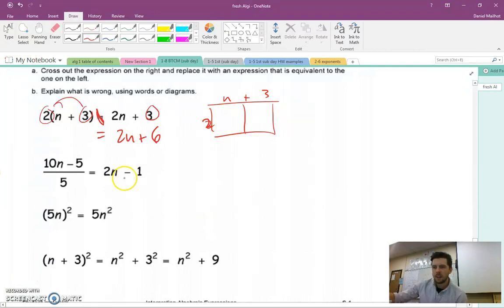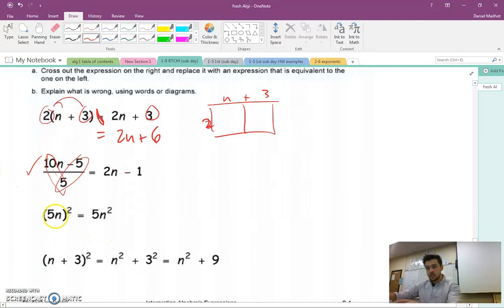10n minus 5 is equal to this. Are those the same? Yeah, they are. You divide both terms by 5. So 10n divided by 5 is 2n, and 5 divided by 5 is 1, and you got the minus sign in between. That one's good. Good job.